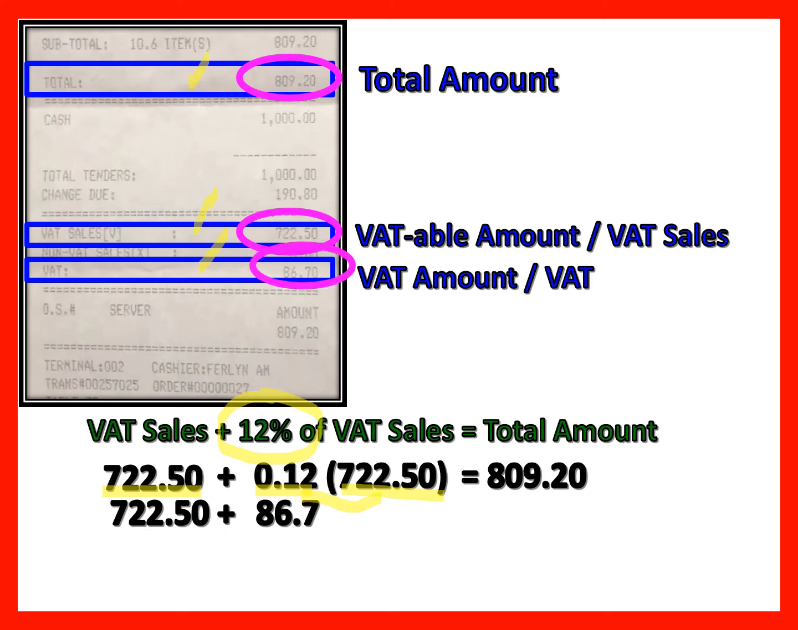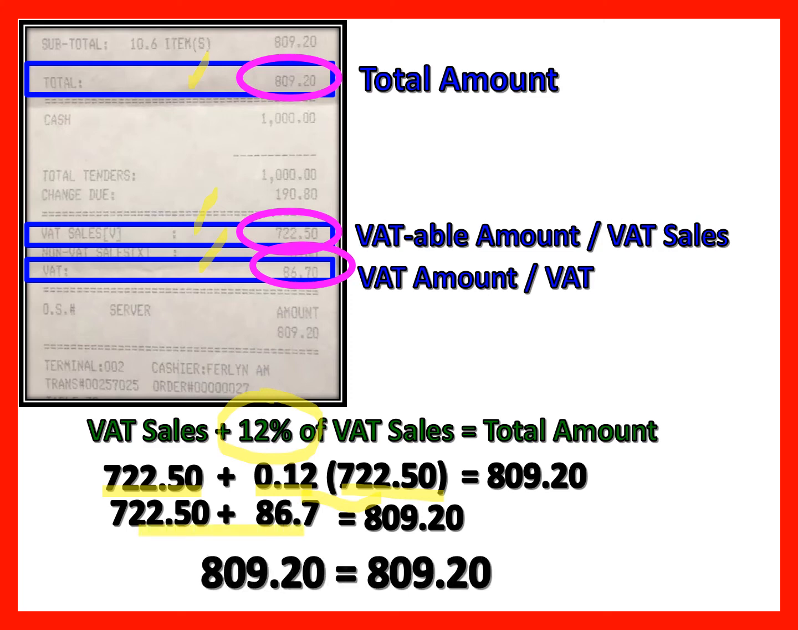So now, this is the value added tax. As you can see, they are equal because this is the 12% of the VAT sales, which is the value added tax. And this is equal to 809 pesos and 20 centavos. If we add these two, of course, we will arrive at the total amount of 809 pesos and 20 centavos. So, since they are equal, meaning to say the process of our computation is correct.